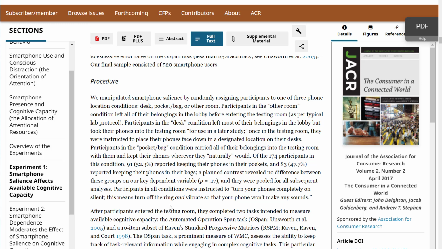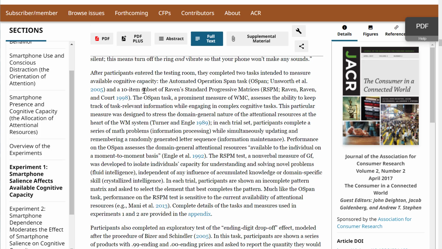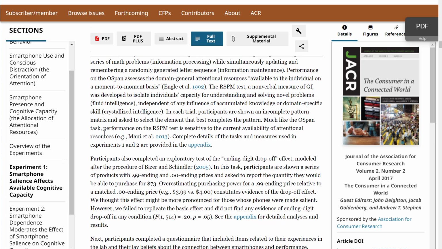So participants in all conditions were instructed to turn their phones completely on silent. That means turn off the ring and the vibrate so your phone doesn't make any sound. So they're trying to minimize, like if they're getting a lot of tweets and everything, what they're getting, all right? And then they had them do some tasks, right? So you can read about what the tasks are.